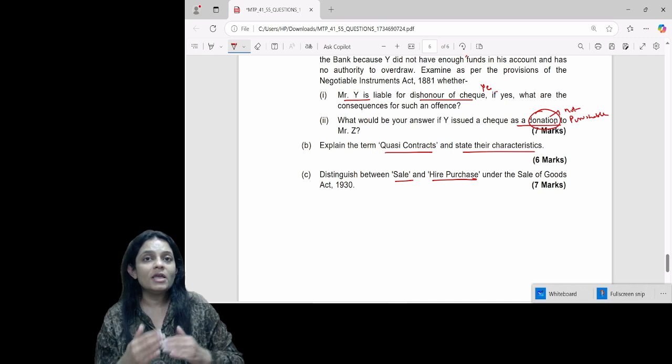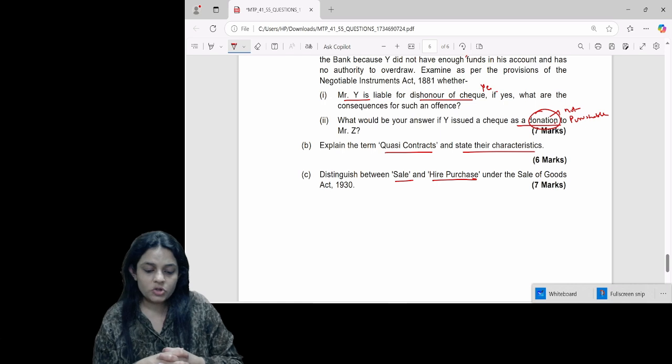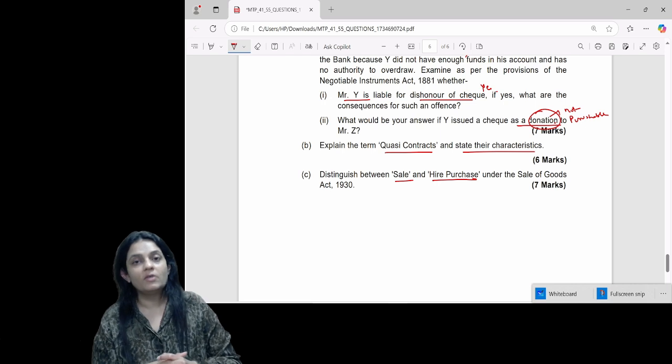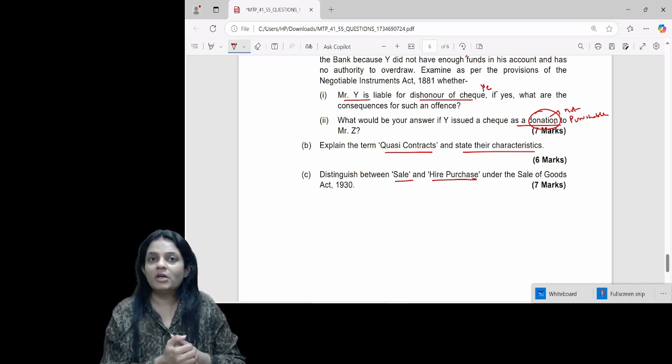In hire purchase, if the hirer resells the goods, the buyer will not get a good title even if he is a bona fide purchaser. And in hire purchase, if there is any loss due to insolvency of the buyer, the loss is not borne by the seller. But in case of sale, if there is any loss due to insolvency of the buyer, that loss is borne by the seller. So I hope you were able to solve the question.